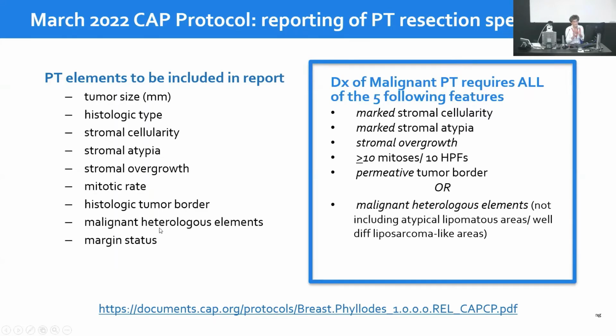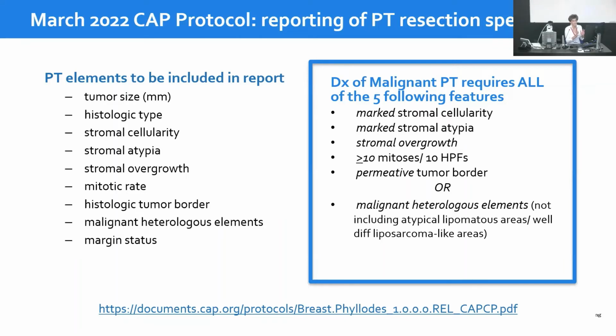And they have really restricted and clearly stated that the diagnosis of malignant Phyllodes tumor requires all these 5 elements I described to you before: basically the marked stromal cellularity, marked stromal atypia, stromal overgrowth, 10 or more mitoses in 10 high-power fields, and this permeative tumor border, or you have malignant heterologous elements. Those are enough to give the diagnosis of malignant Phyllodes, as long as they're not liposarcoma-like areas by themselves, which are not enough. So this is much more restrictive.